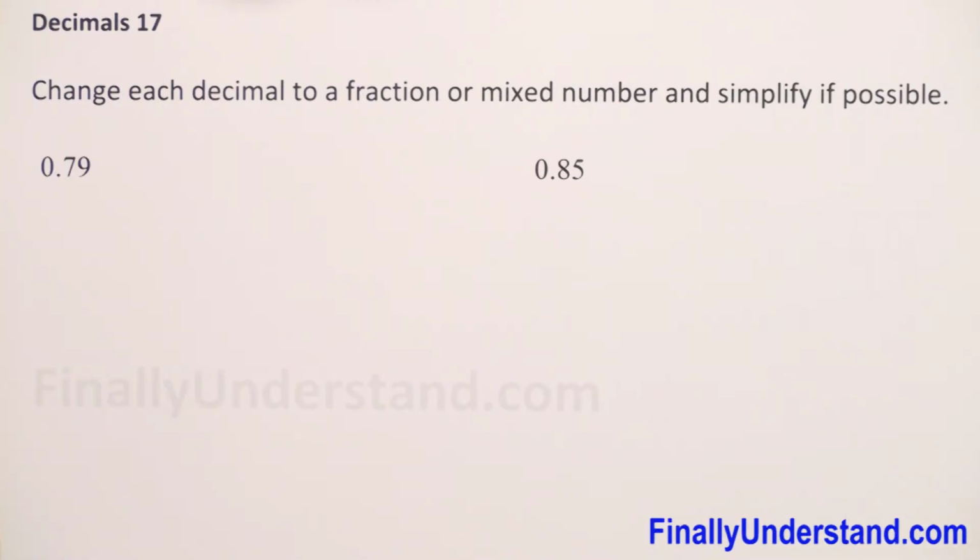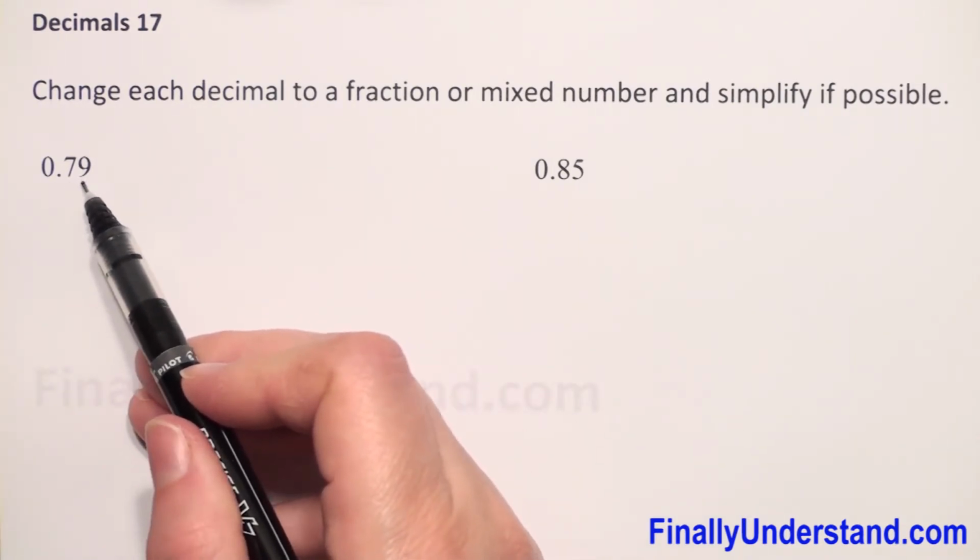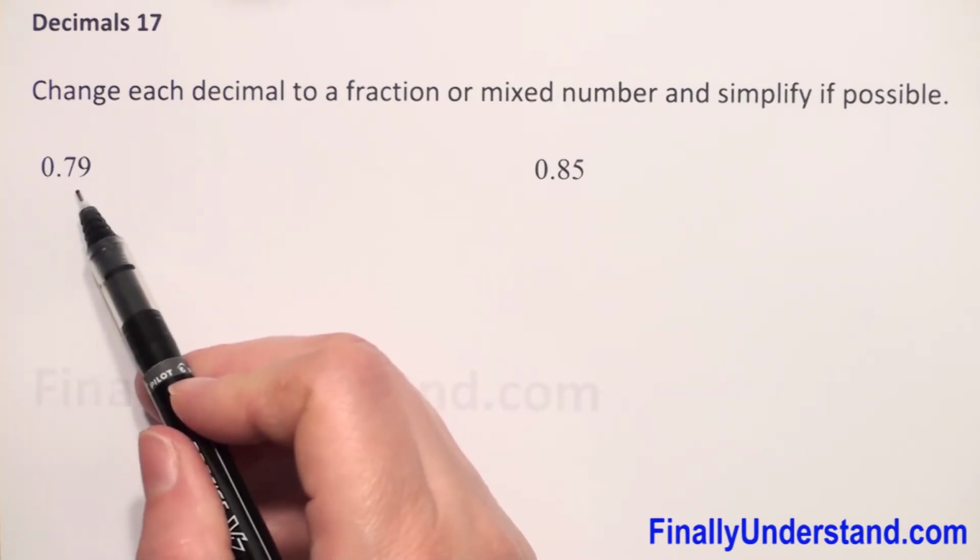We have to change given examples to the fraction. We have given decimal numbers and we need to change them to fraction. How we do this? We have to just read our example. We have 0.79. How we read this decimal number?